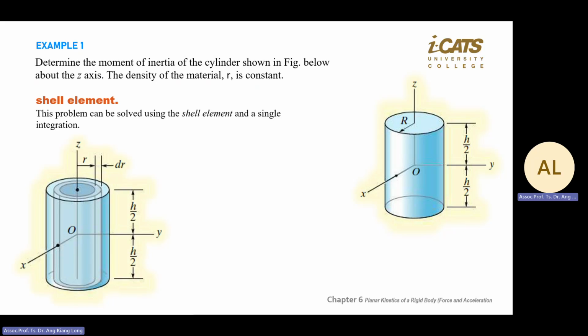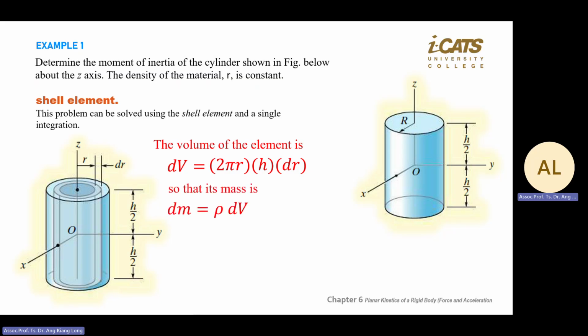So if you use shell element, this is just a development of this one. How do we find volume if we use shell element? We take the circumference first. The circumference is 2 pi r, and then we multiply by dr here to get the area, and multiply h to get the volume. So we are using shell element to find the volume.